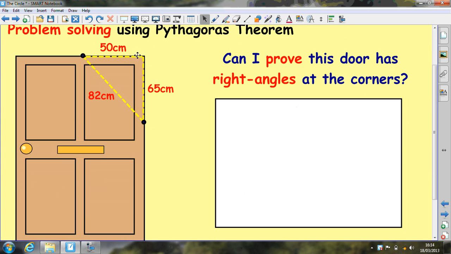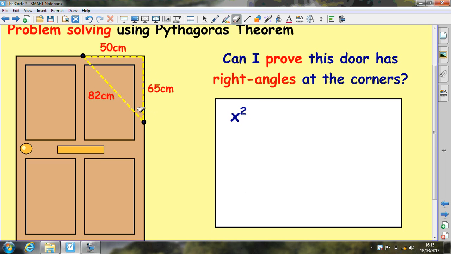So we'll take a measurement across the top, which is 50, down to a point which would be 65, and across diagonally 82. It doesn't need to be these exact measurements, any triangle would work to prove this is a right angle here. Now, if there is a right angle here, then Pythagoras' theorem should work. So let's see how that would work.